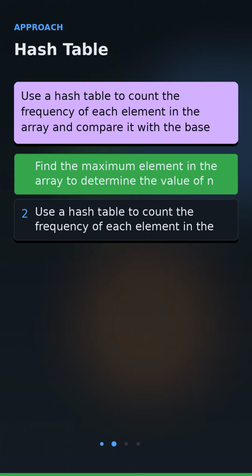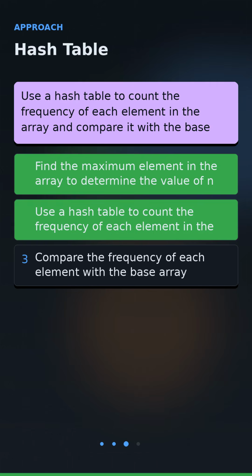A brute force approach would be to generate all permutations of the base array and check if the given array matches any of them. However, this approach is inefficient and won't work for large arrays, so let's think of a more optimal solution.